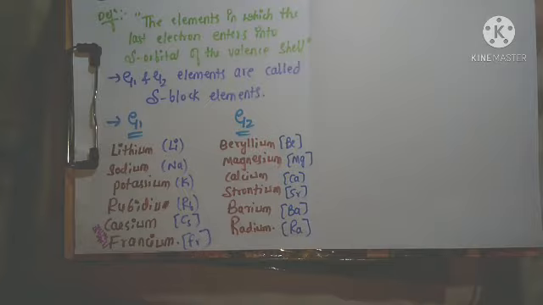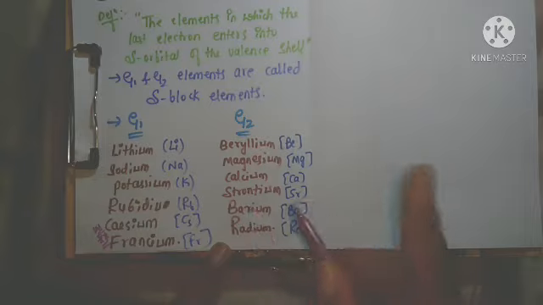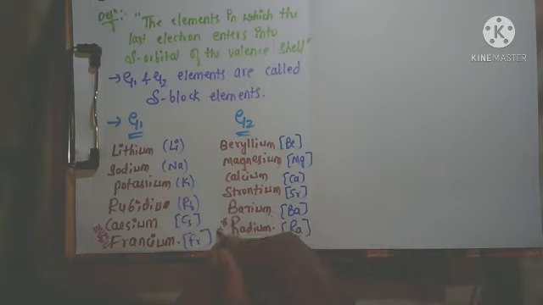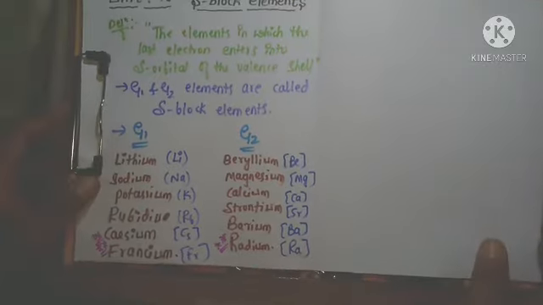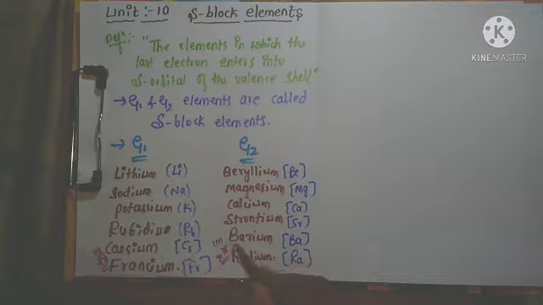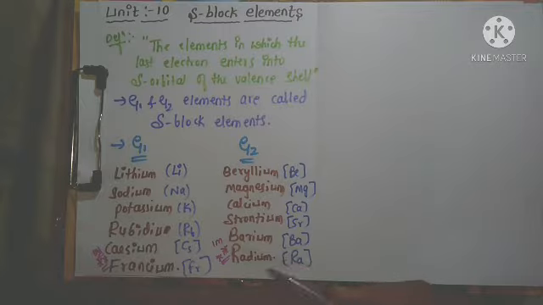Now here also one radioactive element is there. For 1 mark the question will be, which is the radioactive element in group 2? Your answer should be radium. The last element in group 2 is radioactive. That is, radium is the radioactive element in group 2. Similarly, in group 1, which one is the radioactive element? Francium. In group 2? Radium. Just remember, the last elements in group 1 and group 2 are radioactive.